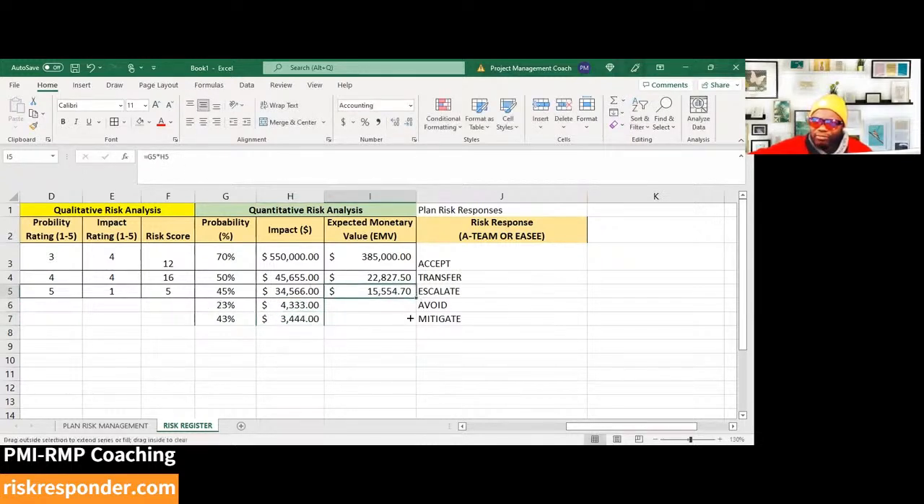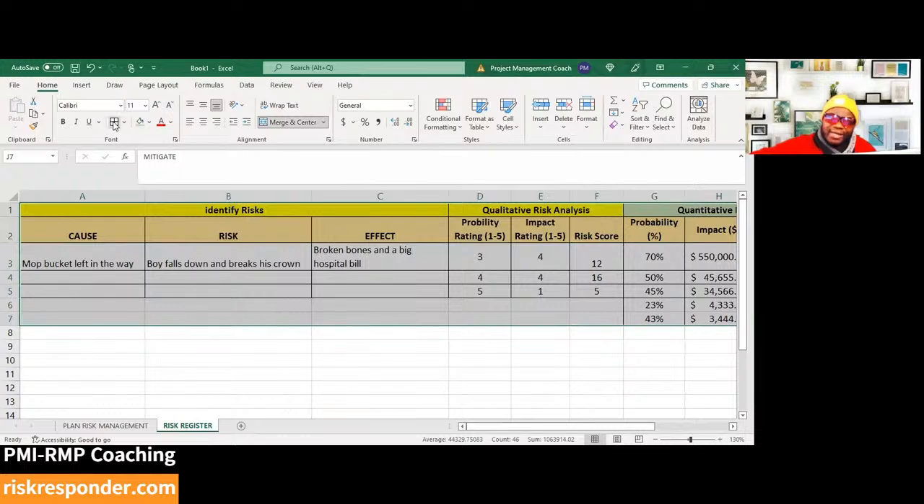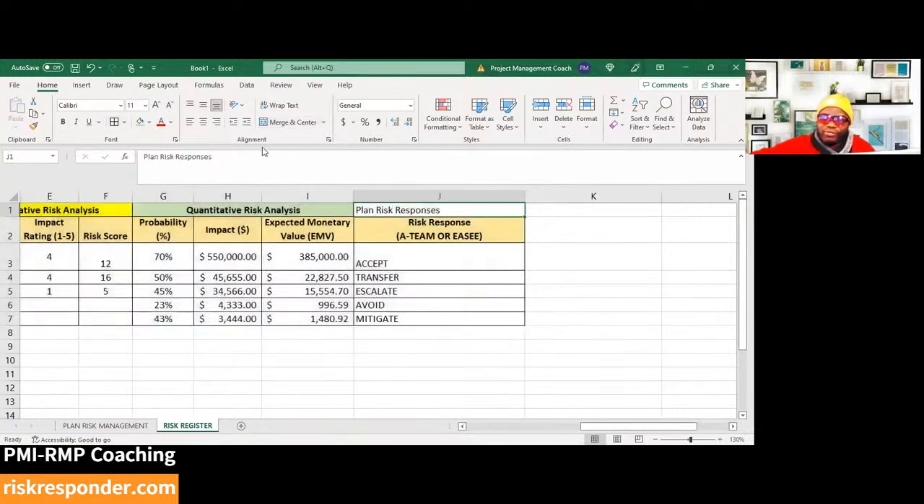You would have the option of choosing whatever strategy. Accept is doing nothing, transfer is transferring it to a third party, like insurance. Escalate means this strategy is beyond my stated authority, or this is beyond the project. It should be handled at the program level. Avoid is cutting off parts of the project or not doing the work. Mitigate is reducing the probability or the impact. So we have these 5. And honestly, that is the majority of the story of risk management.